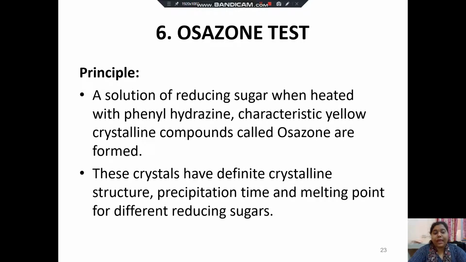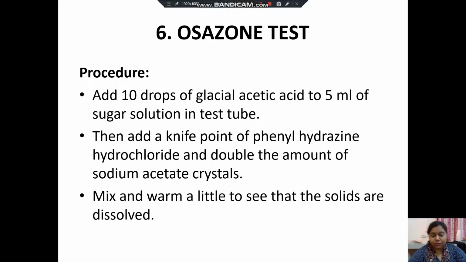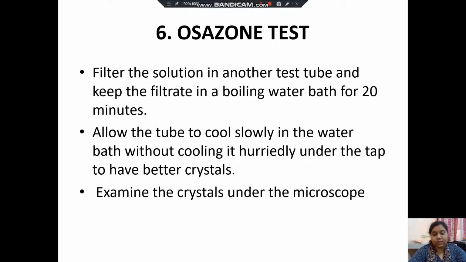So the principle is that when a solution of reducing sugar is heated with phenylhydrazine, characteristic yellow crystalline compounds called osazones are formed. These crystals have a definite crystalline structure, precipitation time and melting point for different reducing sugars. Now the procedure for the osazone test is we add 10 drops of glacial acetic acid to 5 ml of sugar solution in a test tube. Then we add a knife point of phenylhydrazine hydrochloride and double the amount of sodium acetate crystals.